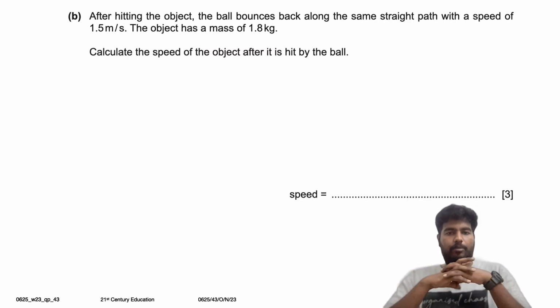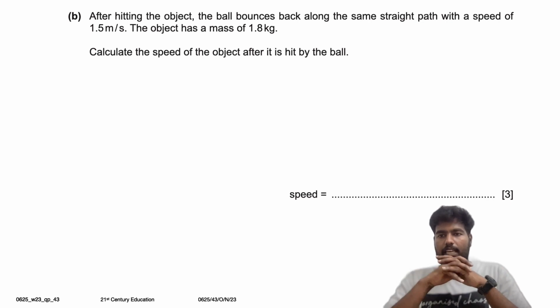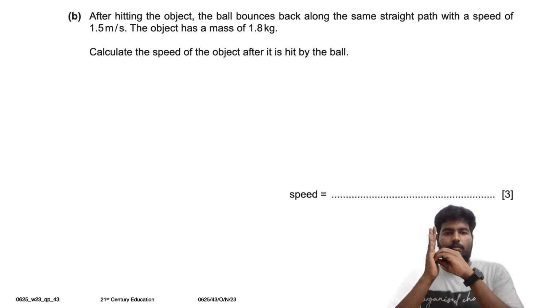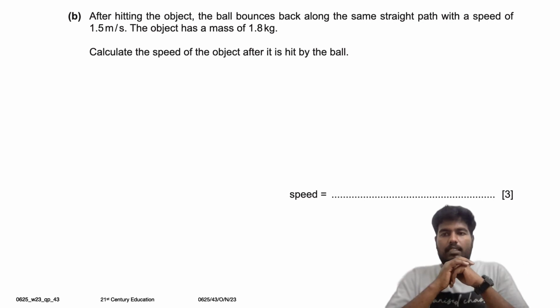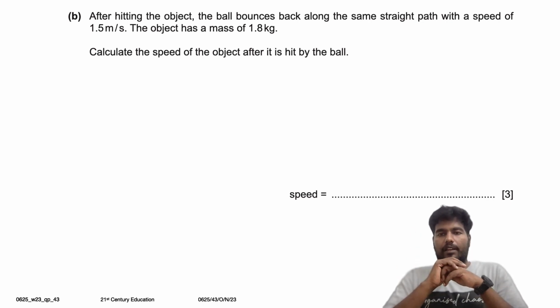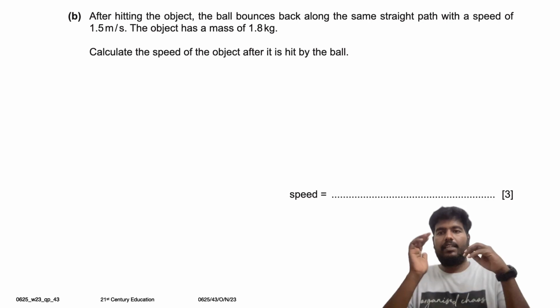Same question, second part. After hitting the object, the ball bounces back along the same straight path. So it goes like this, hits the object and bounces back in the same direction with a speed of 1.5 meter per second. The stationary object initially has a mass of 1.8 kilogram, the bowling pin I guess. Calculate the speed of the object after it is hit by the ball.